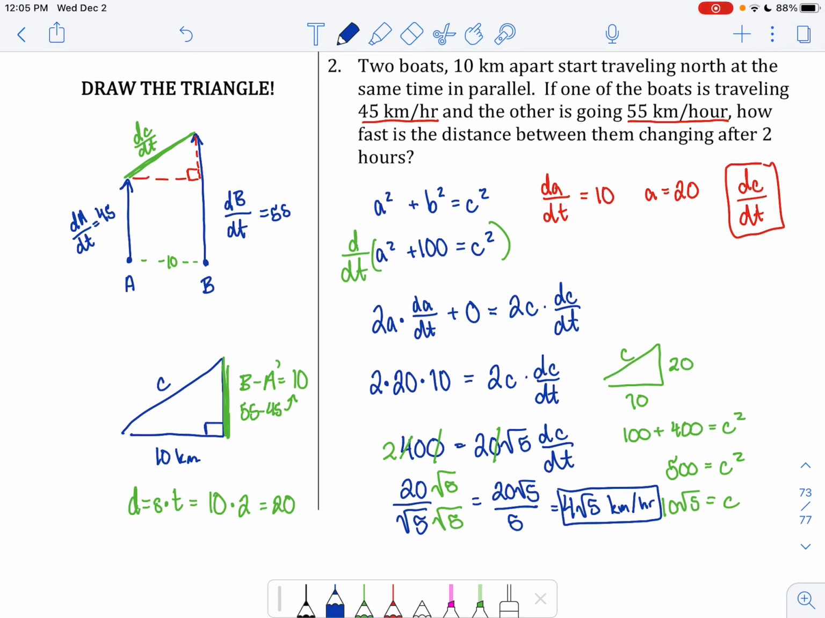So a lot of these are going to be similar, and they're going to be Pythagorean theorem problems. If you have any questions, please let me know.